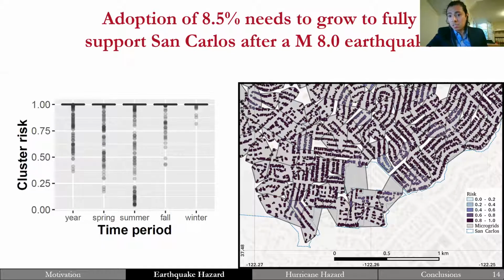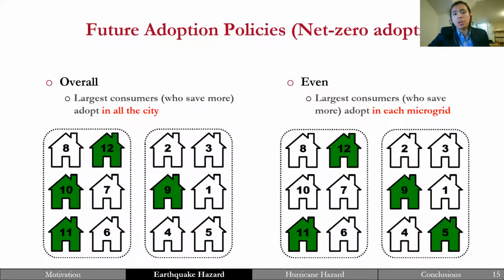But we didn't stop here. We said, okay, this is a peek to the present, but let's see what happens in the future when people start adopting more, and what implication that has for resiliency. So we assessed 2 potential adoption policies here that are based on net zero. Each house adopts as much as they need for a year on average.